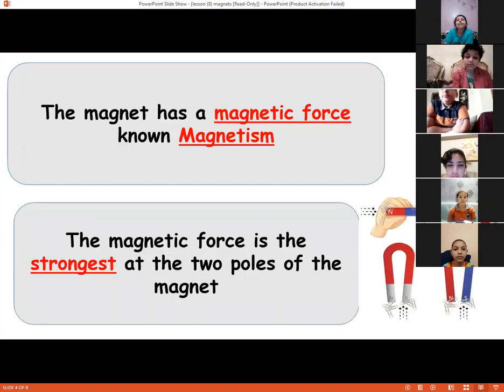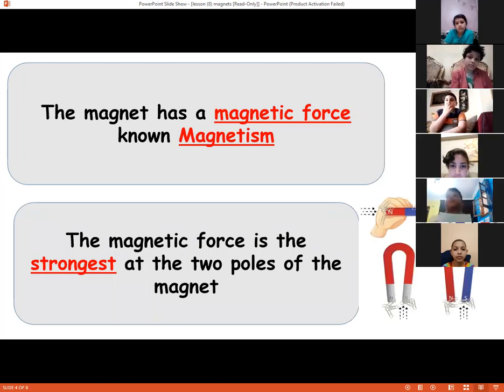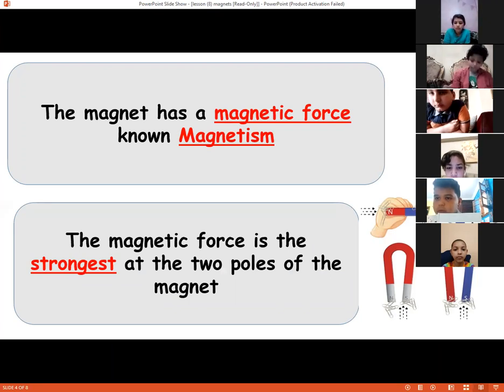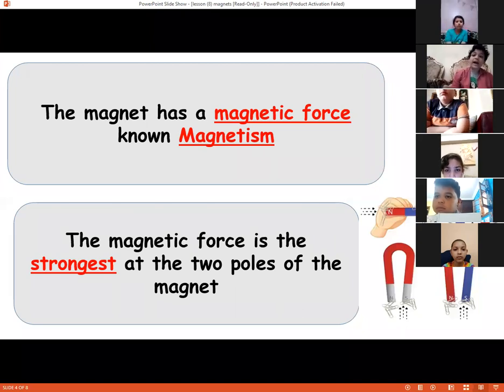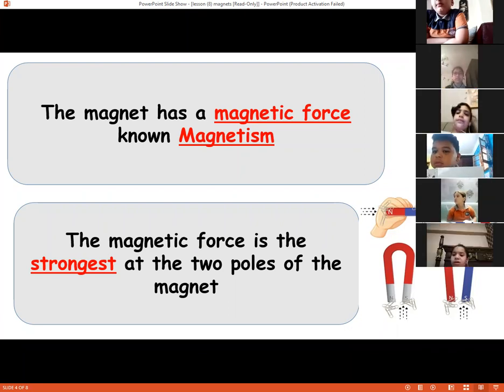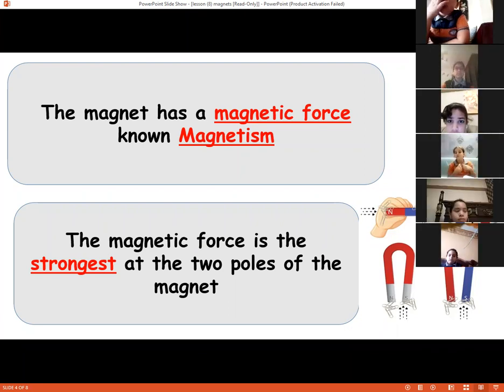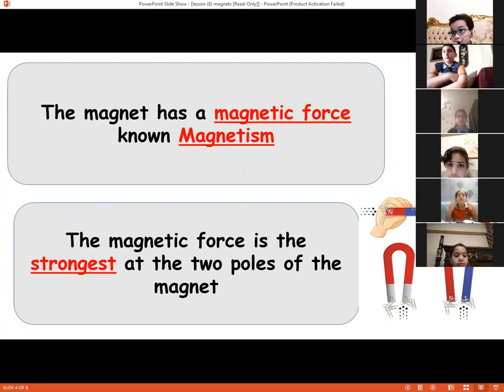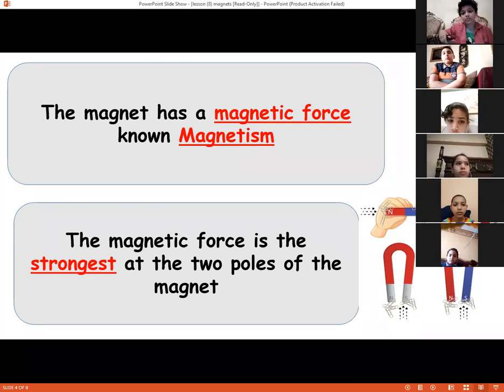Okay. Now, when I put the magnet close to something made of iron, it goes to the magnet and is attracted to it. Yes or no? Yes. Can it do it without force, without power? No. So the magnet has power or force to attract objects.